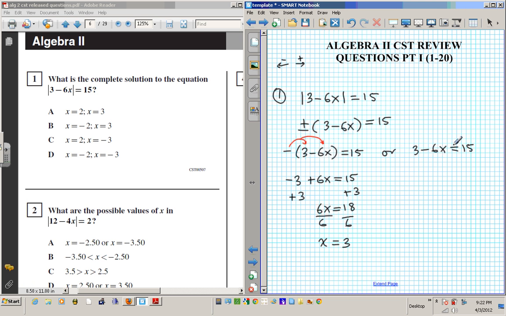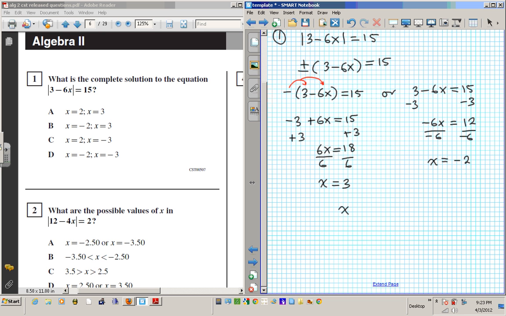All right? And then let's solve the positive part. Subtract 3 from both sides first. You have negative 6x equals 12. Divide both sides by negative 6. And you have x equals negative 2. Remember, positive over a negative is minus. Whenever you divide numbers with different signs, you always have a negative, okay? So our final result is x equals negative 2, or x equals 3. Final answer is B. Okay, so the answer to number 1 is B.